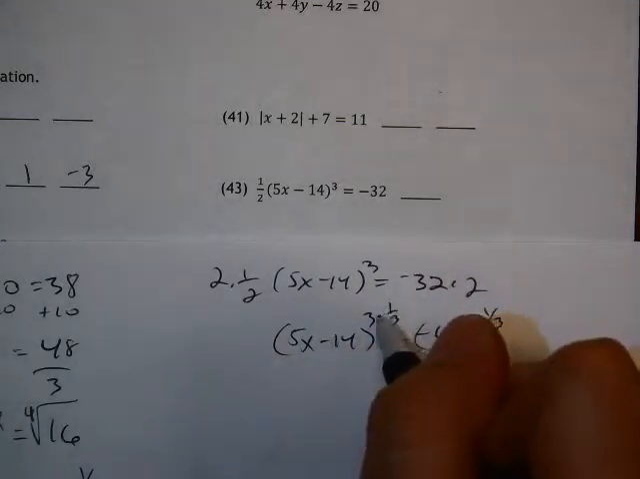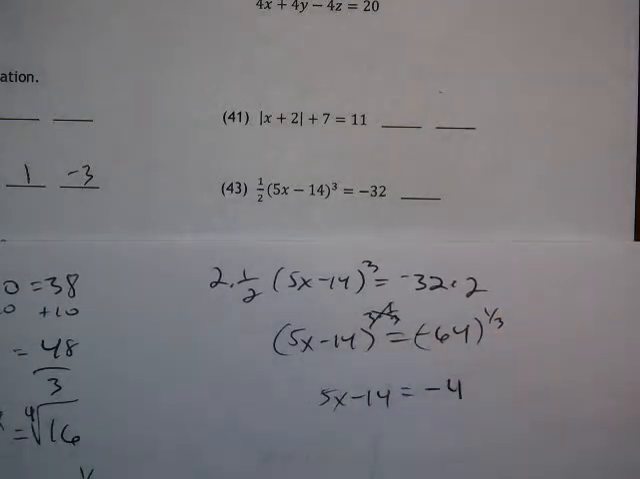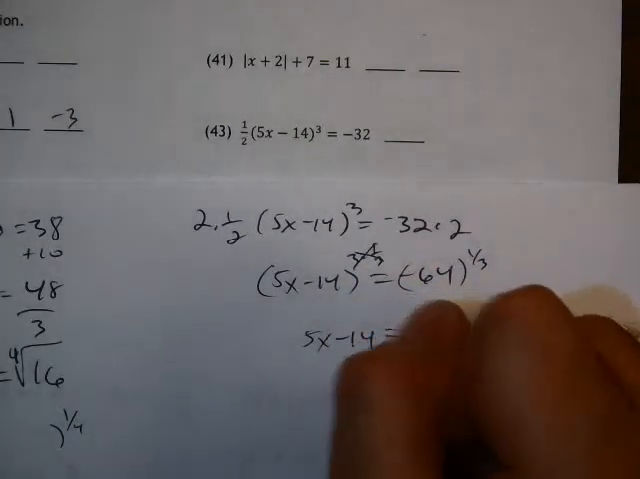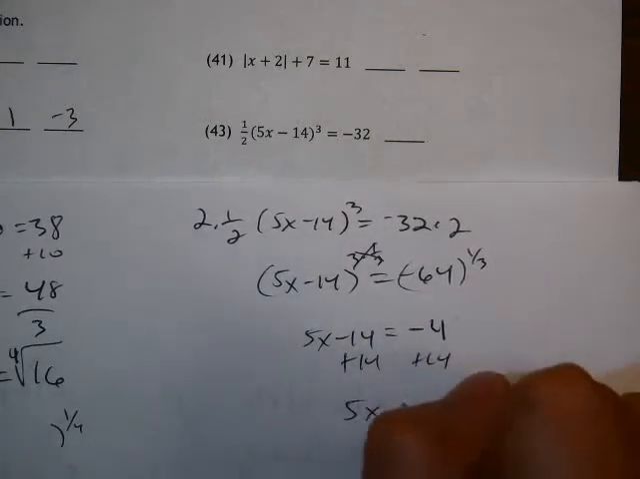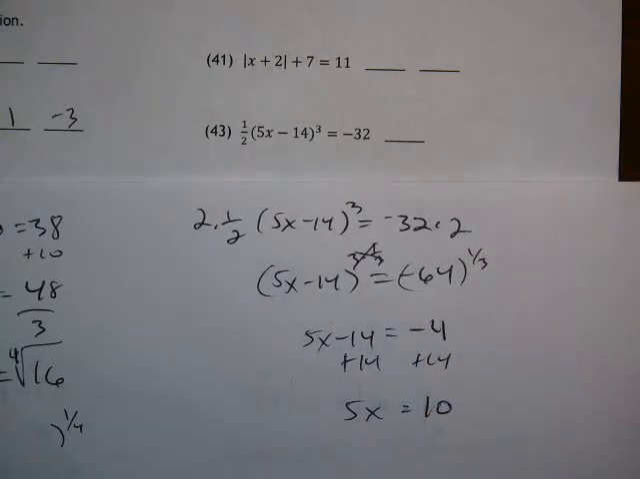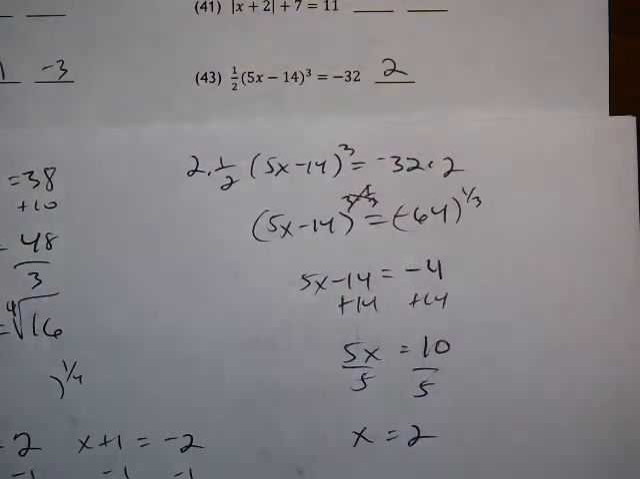On this side, these cancel each other out, which leaves me with 5x minus 14. Now to solve for x, I have 2 more steps. I have to move this -14 over, add 14, add 14. So I get +10, and then I have to divide by 5, and I get x equals +2. So my one single answer for number 43 is +2.